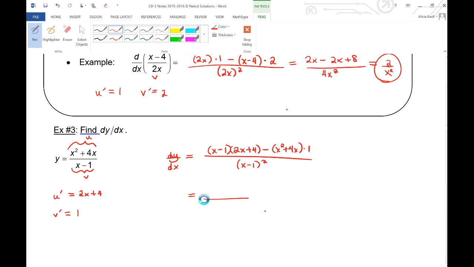Okay. So, because the numerator can get multiplied and combined like terms, we do multiply that out. The x minus 1 squared in the denominator, in this situation, we're not going to be able to cancel anything. If we were able to cancel, you'd want it in factored form anyway. You wouldn't want to have it multiplied out. So did you get 2x squared plus 2x minus 4, and then minus x squared minus 4x?